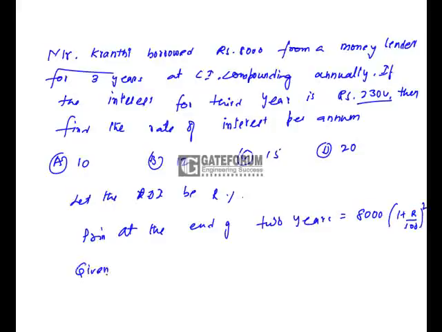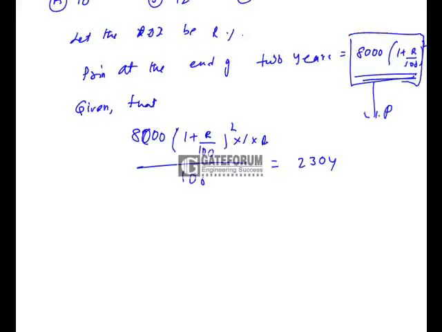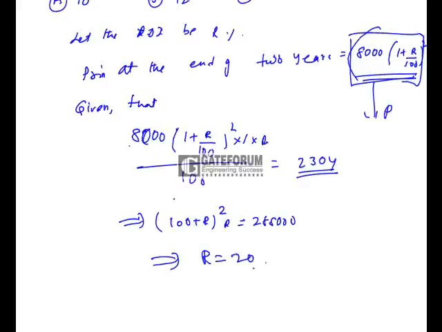Also given that the interest for the third year is 8,000 into (1 plus R by 100) whole squared into R by 100, which is equal to 2304. The reason is that after the end of 2 years, this value will be taken as the principal for the next year, so the interest on the third year will be calculated on this amount. So interest is given as 2304. So we use the formula PTR by 100 to calculate this value, which implies (100 plus R) whole squared into R is equal to 288,000. By the trial and error method, we get the value of R as 20, which is option D.